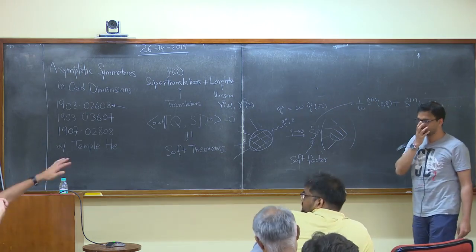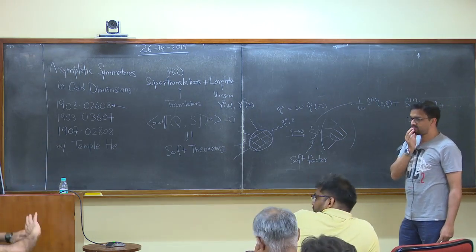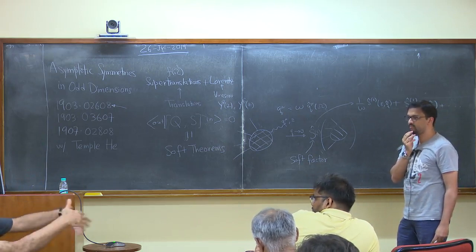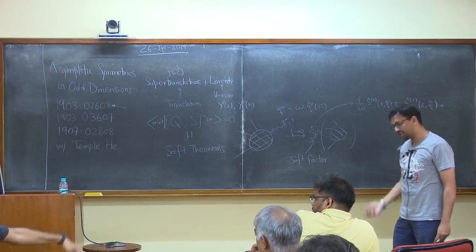So one way of figuring out what all these symmetries are is just take your graviton, expand it in powers of omega, see if it generates effective diffeomorphisms at infinity, and those are your symmetries.